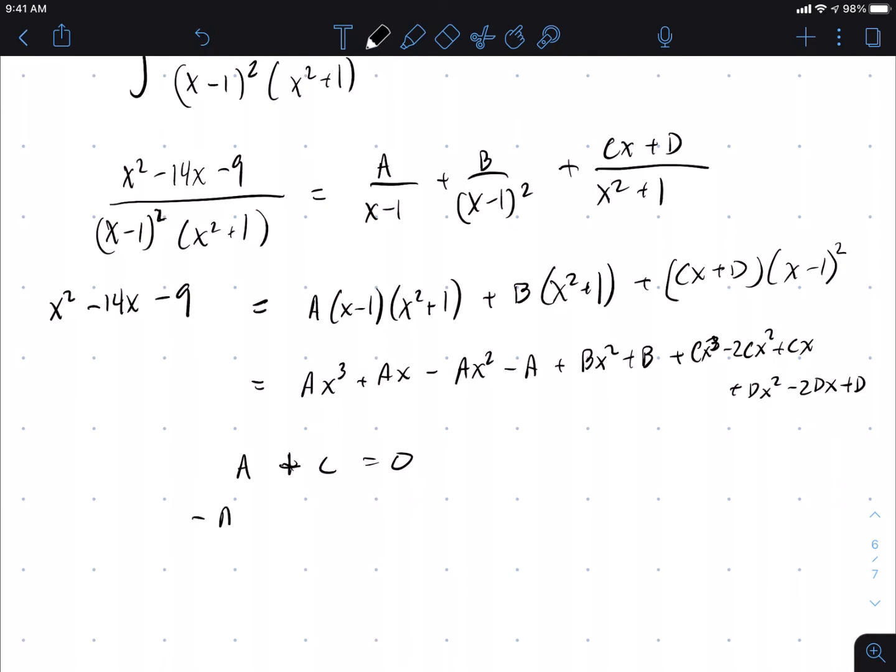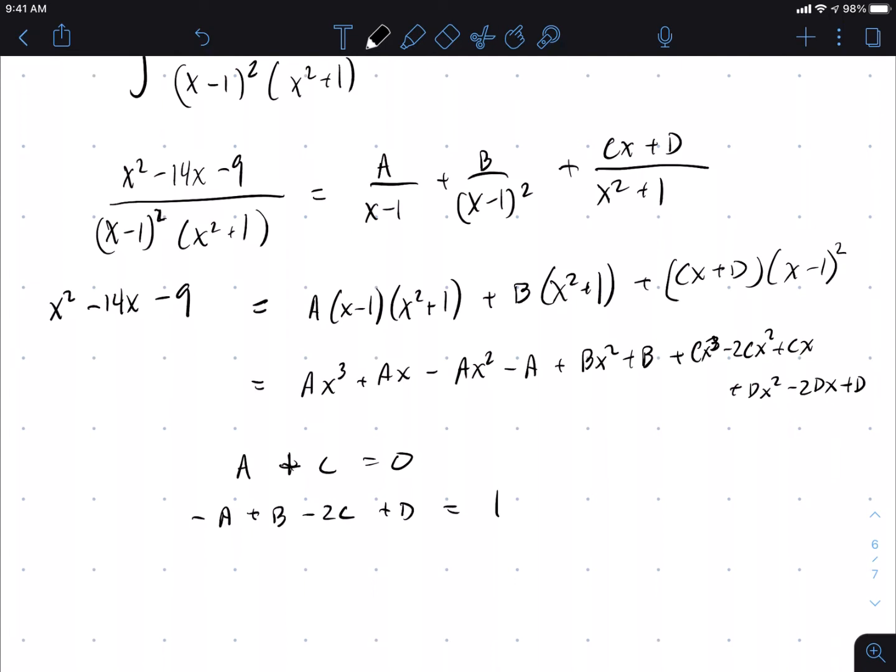The x squared is going to be negative a plus b minus 2c plus d, and that should equal 1. Are we in agreement? Yes.